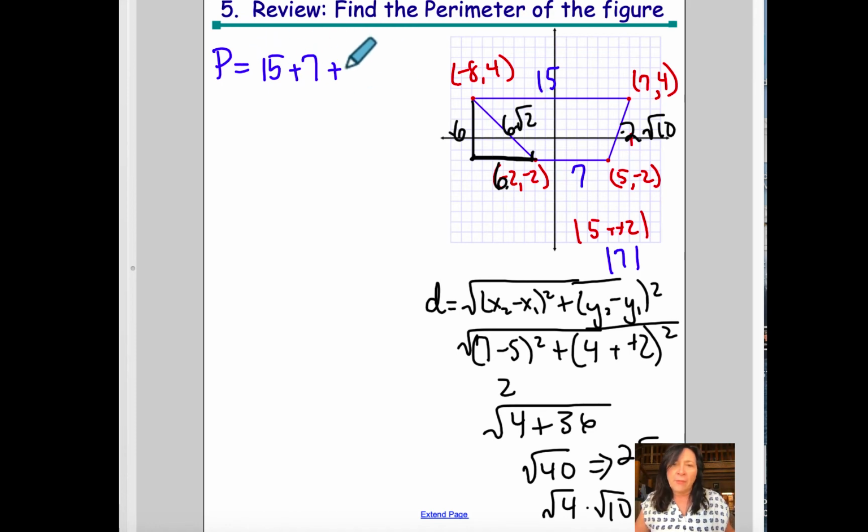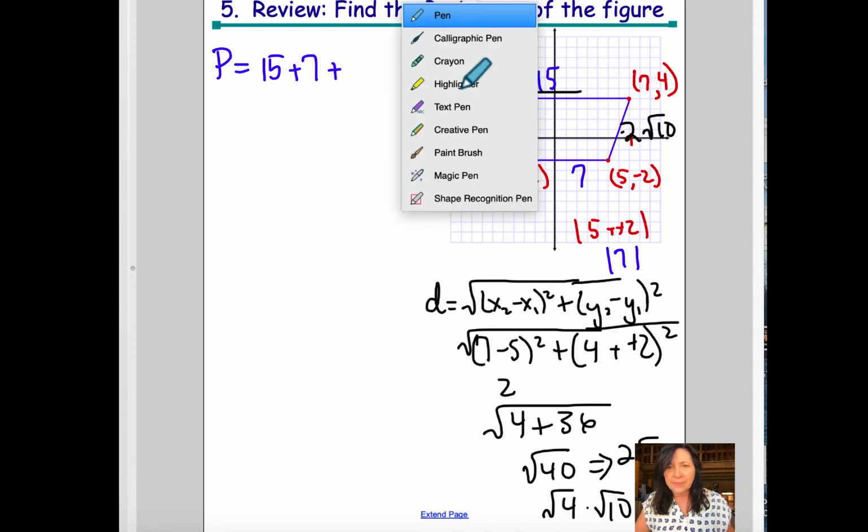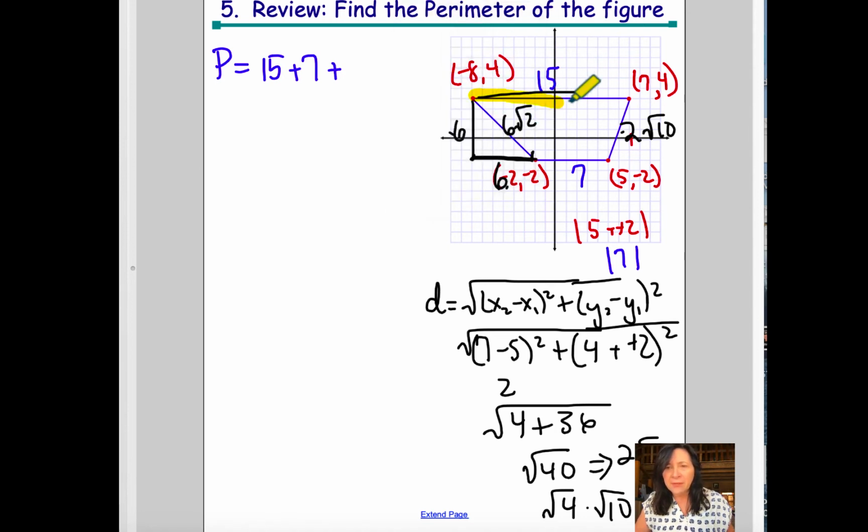So for my perimeter, it's going to be 15, this length. Let me highlight this. It's going to be 15 plus 2 root 10 plus 7 plus 6 root 2. All right, so let's write that out.